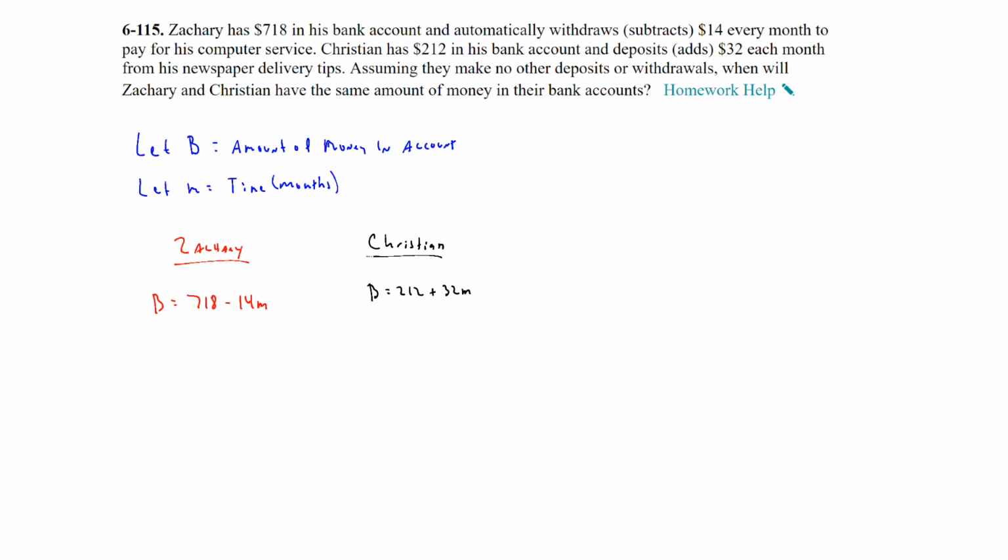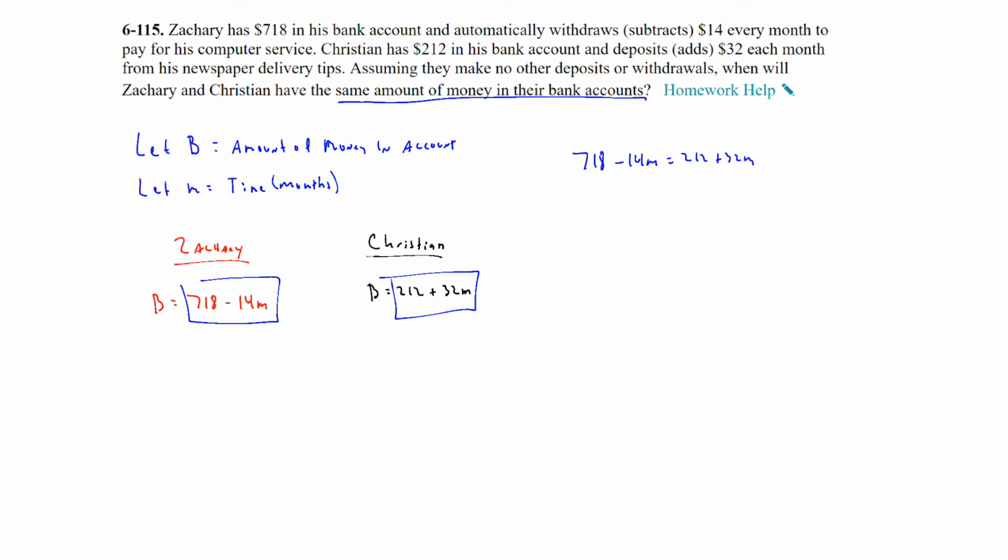Okay, so the way I created it was a system of equations, and now we can use substitution pretty easily to see that this expression and this expression are the same. And the reason is because we want to know when they have the same amount of money in their accounts. So we know the b values need to be equivalent. So we'll set up the equation: 718 minus 14m is equal to 212 plus 32m.